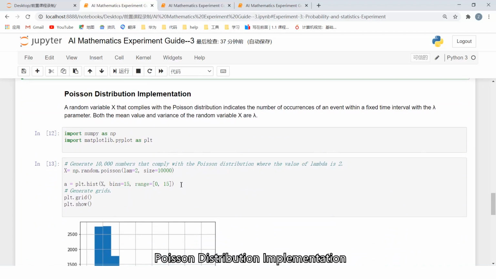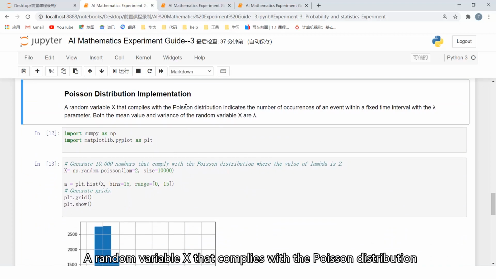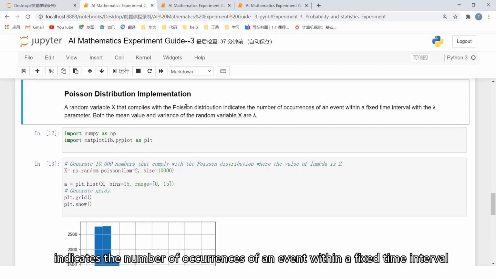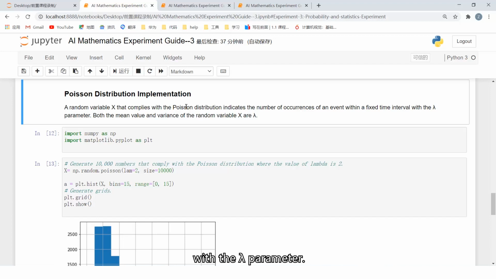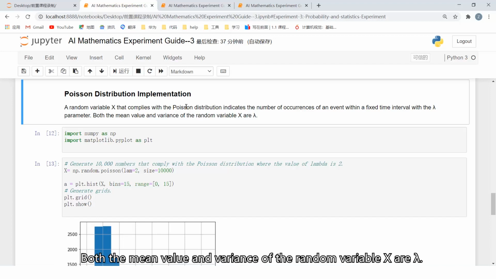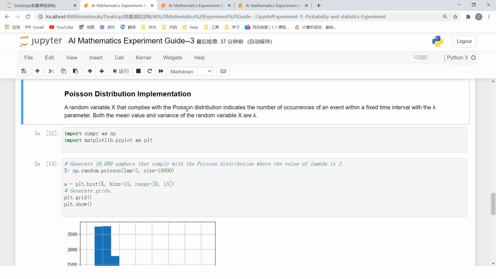Poisson distribution implementation. Recall the main concept. A random variable x that complies with the Poisson distribution indicates the number of occurrences of an event within a fixed time interval with the lambda parameter. Both the mean value and variance of the random variable x are lambda.